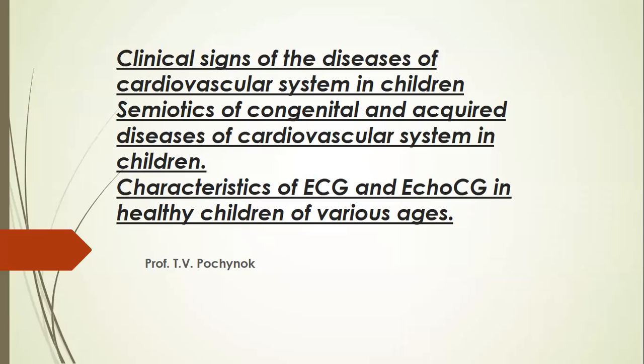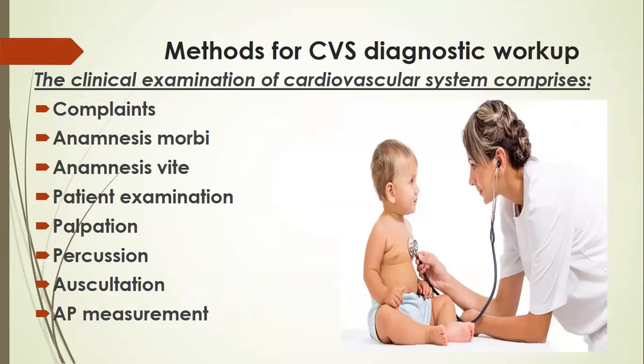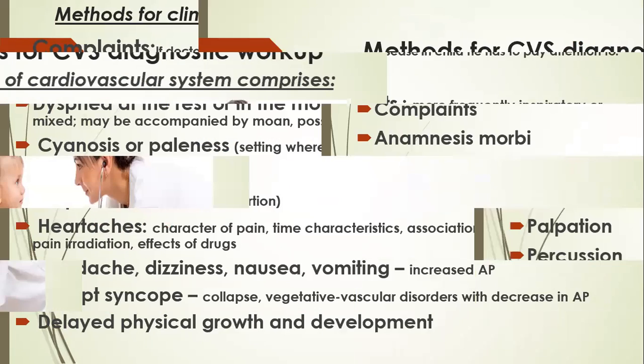The title of it is Clinical Sciences of Diseases of Cardiovascular System in Children, Semiotics of Congenital and Acquired Diseases of Cardiovascular System in Children, Characteristic of ECG and ECG in healthy children of various ages. The clinical examination of cardiovascular system comprises complaints, anamnesis morbi, anamnesis vitae, and the examination of the patient using palpation, percussion, auscultation, and measurement of arterial pressure and additional methods of investigation.